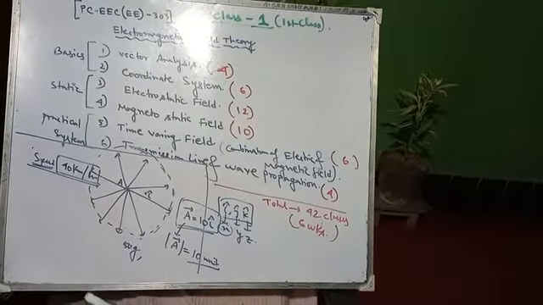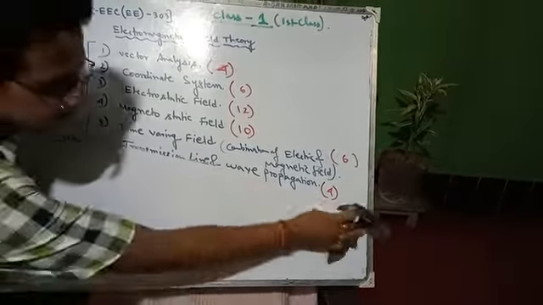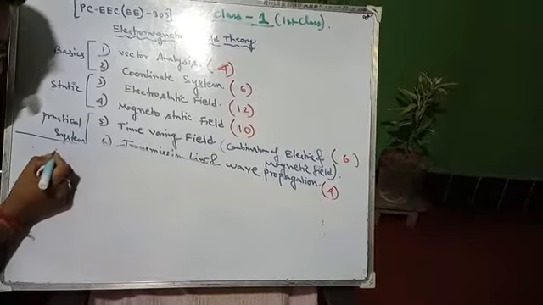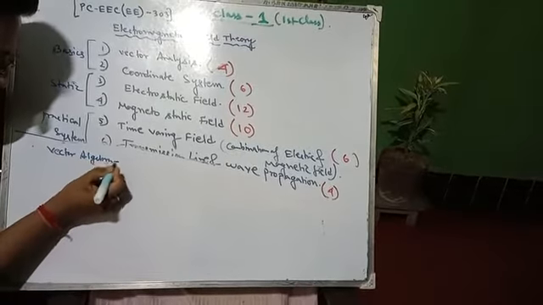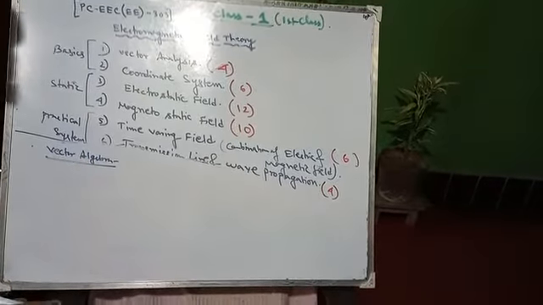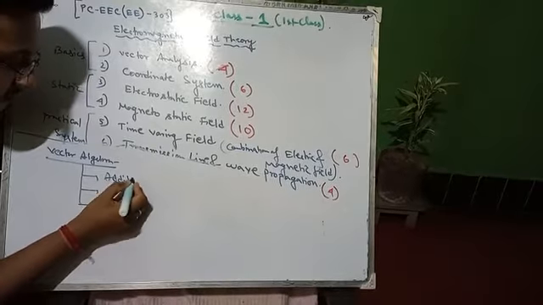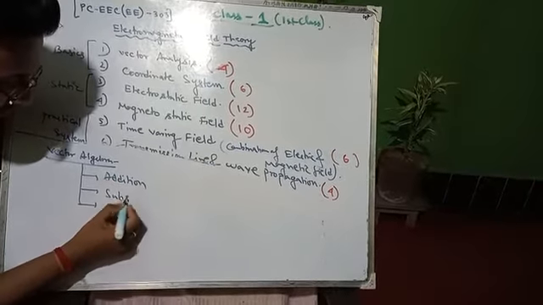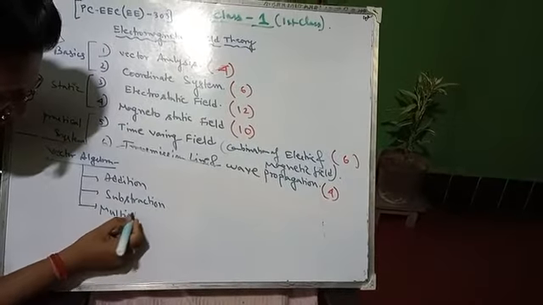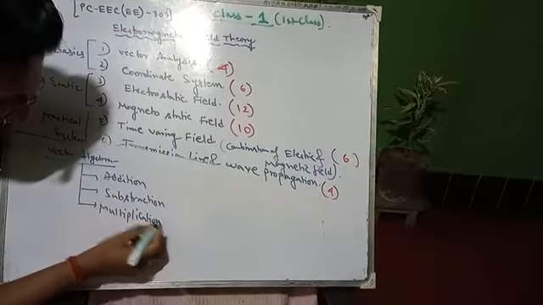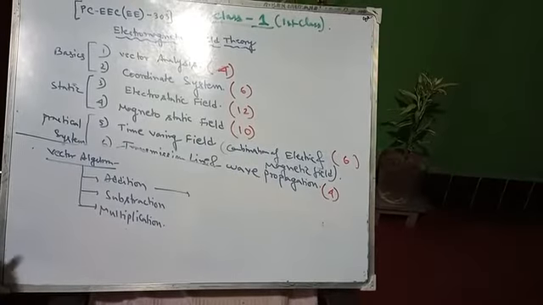Okay, now we have to move to vector algebra. What is vector algebra? Vectors have three operations: addition, subtraction and multiplication. This addition is very important.